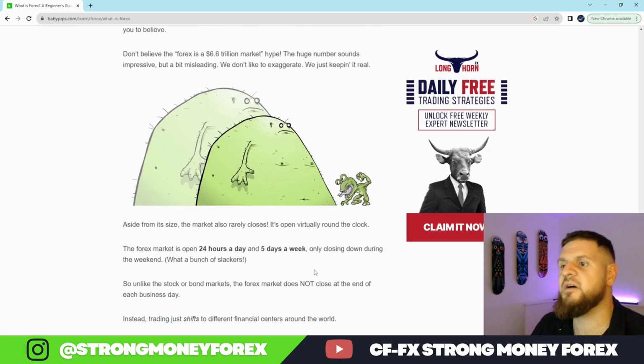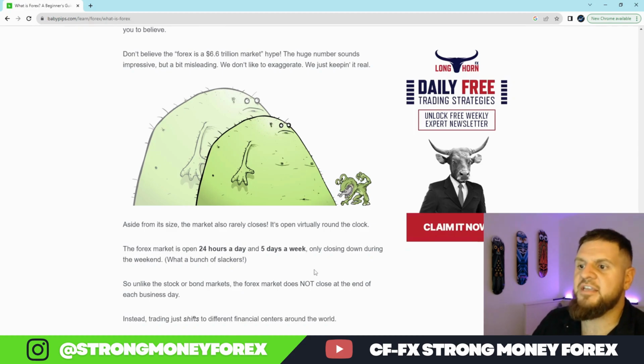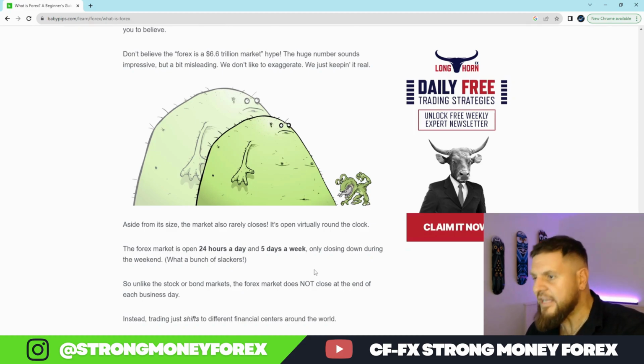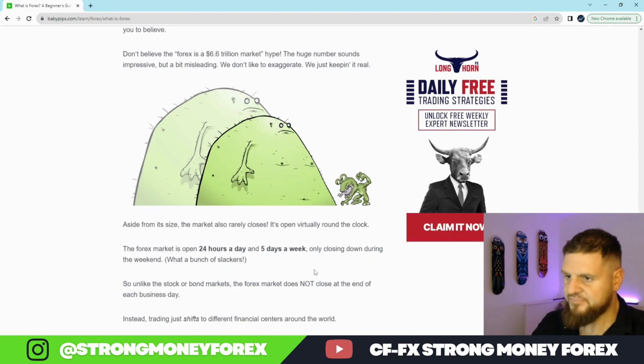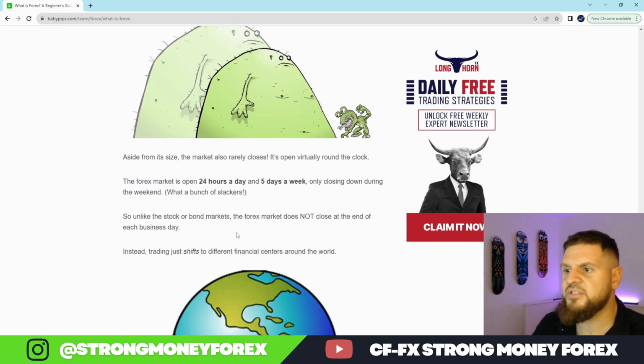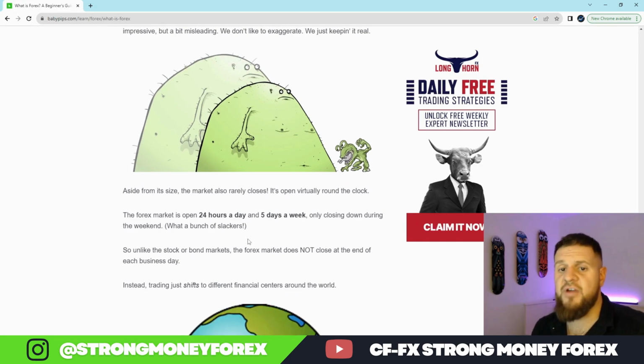Aside from its size, the market also rarely closes. It's open virtually around the clock. The Forex market is open 24 hours a day and 5 days a week, and only closes down during the weekend. So, unlike stocks or bonds, the Forex market does not close at the end of each business day. And this gives us great opportunity.